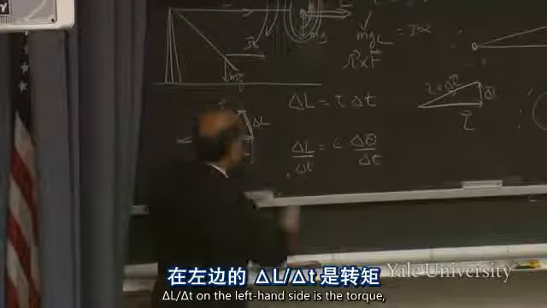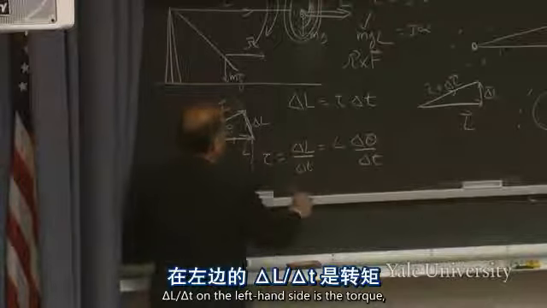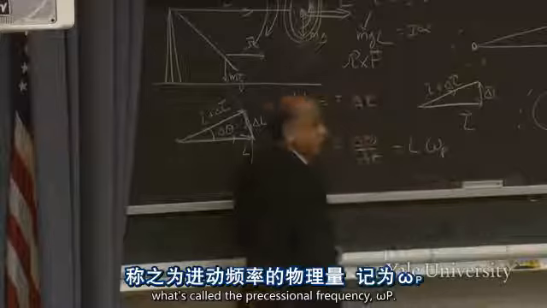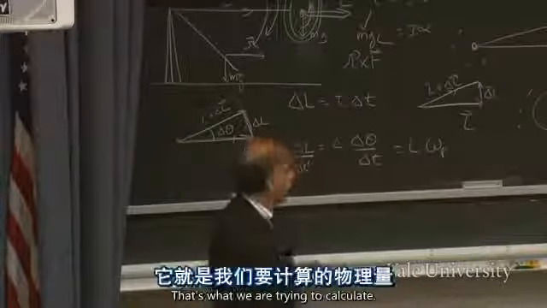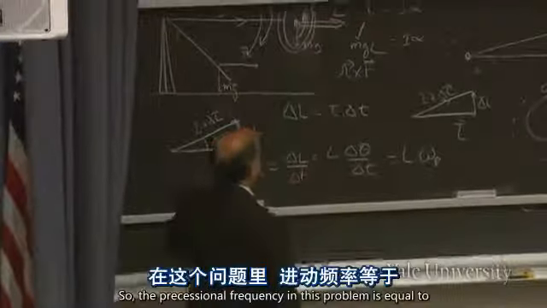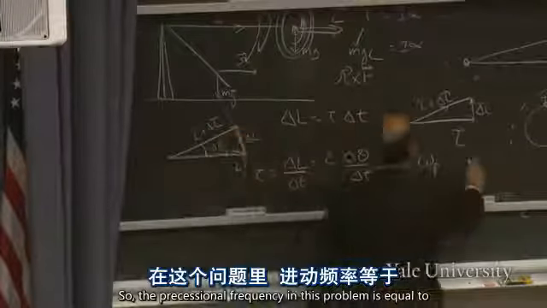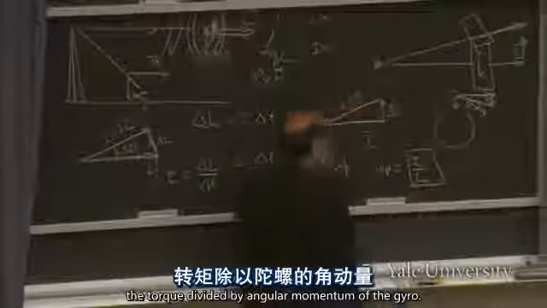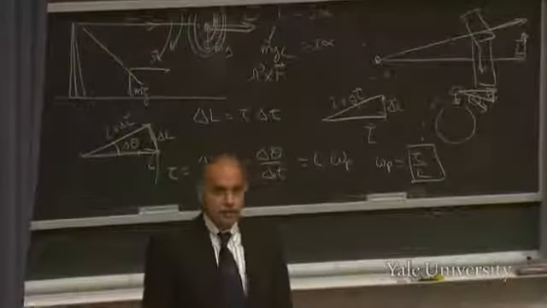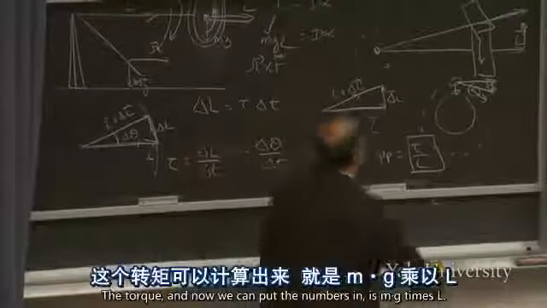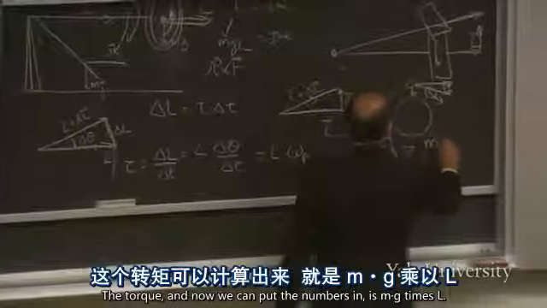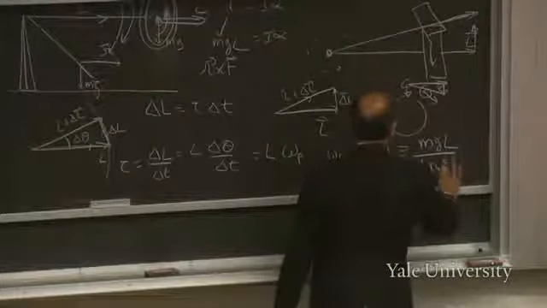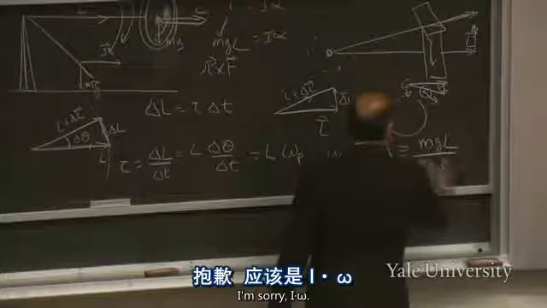Delta L over delta t on the left-hand side is the torque, and this is L times what's called the precessional frequency, omega sub p. That's what we're trying to calculate. So the precessional frequency in this problem is equal to the torque divided by the angular momentum of the gyro. The torque, now we can put the numbers in, is mg times L. The angular momentum of the gyro is some 1/2 I omega squared times I omega.